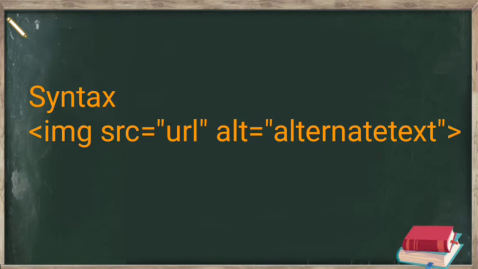The syntax of the image tag is: open the angle bracket, that is the tag img, and src, that is source, is equal to the address of the image, and suppose the image is not displayed, then alt is equal to the alternate text, and close the angle bracket.